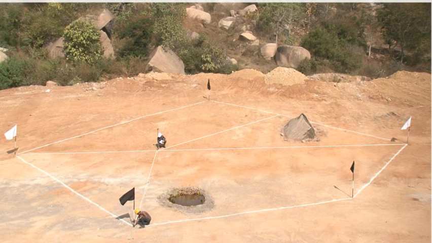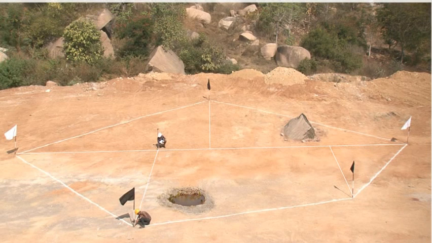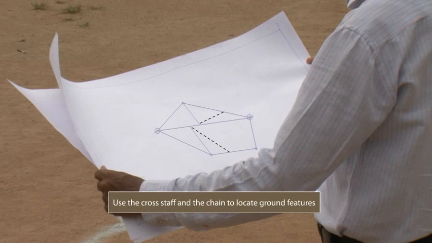The two types of offsets are perpendicular offsets and oblique offsets. The cross staff is used for running perpendicular offset. The chain is used for running oblique offset. When taking offsets, the survey lines we must mark on the ground are the baseline and the check lines. We can use the cross staff and the chain to run offsets so that we can locate ground features.